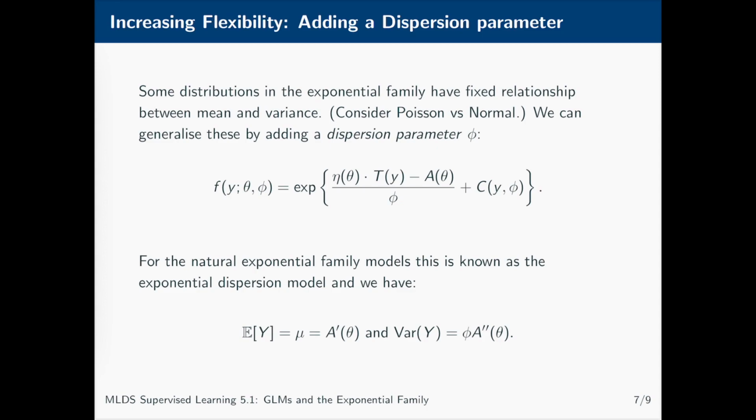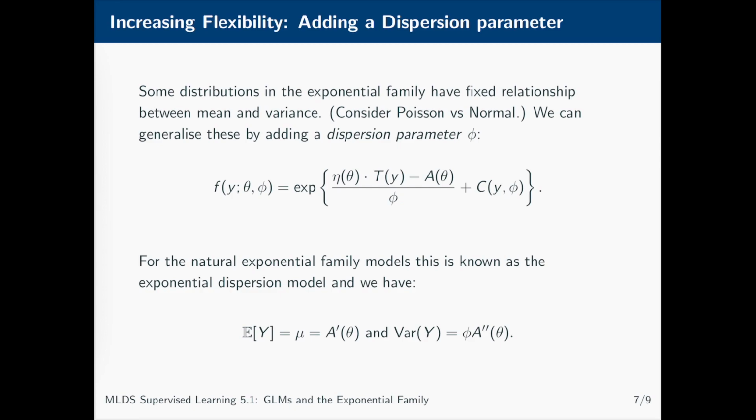We can extend the single parameter models in the exponential family to allow them to have this type of adjustment, and we do so by adding an additional dispersion parameter, phi, to the distribution. This is going to result in a probability density function of the following form, where our first terms are divided by phi, and our constant term at the end, c, is now a function of both the data and the dispersion parameter. For the natural exponential family models, this is going to be known as the exponential dispersion model, and we have some really nice relationships going on here.